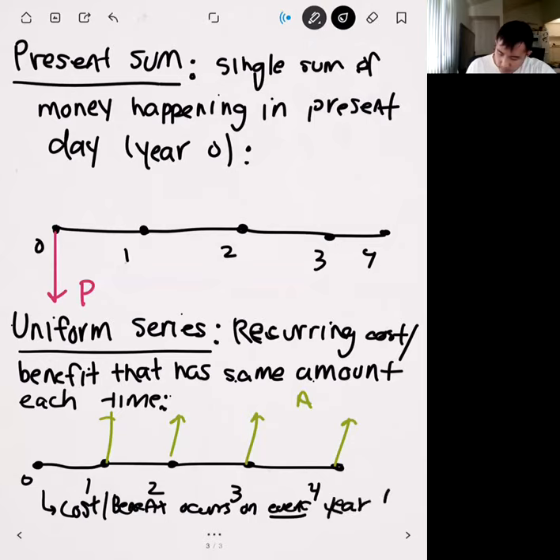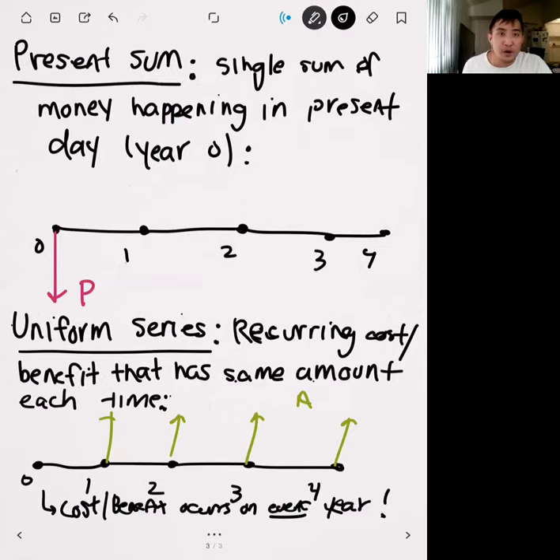One of the most common forms of a non-standard cash flow would be a uniform series that starts sometime later, so maybe it starts on year 3 and goes from there. If you want to convert this uniform series to, say, a present sum, and you say 4 years, that's going to assume that the uniform series happens on years 1, 2, 3, and 4. This is really the standard form here.